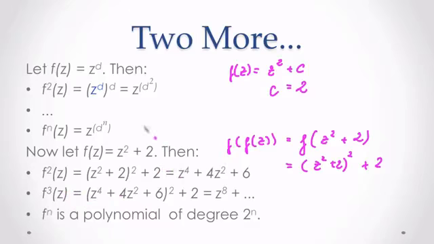f3 of z takes that number, squares it, and adds another 2 to it. So it takes the z to the 4th plus 4z squared plus 6, squares it, and adds another 2 to it. When you multiply this through, you'll see that there's a z to the 8th term and then lots of other terms, but the highest power of z is going to be z to the 8th. And in general, fn is a polynomial of degree 2 to the n. So it's going to start with fn of z is equal to z to the 2 to the n, and then lower powers of z. It's going to be a polynomial, but it's of a high degree. So it gets pretty complicated pretty quickly looking at the nth iterate of a rather simple function.